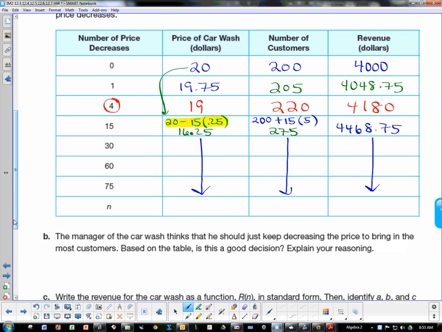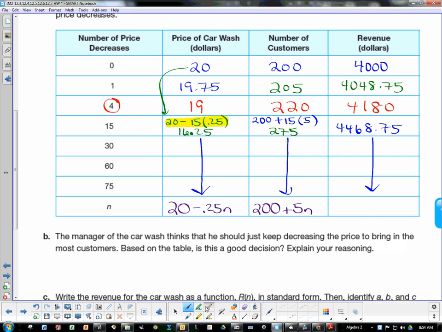And please focus on what I highlighted right here. Let's think about what this is going to be. If I have n decreases in price, how am I going to figure it out? 20 minus 0.25 times n. Yes. You kind of see how it falls into place, right? For each one, next one is going to be, well, we start with what we originally had here, 200 customers, and we're going to add to that 5 times n.